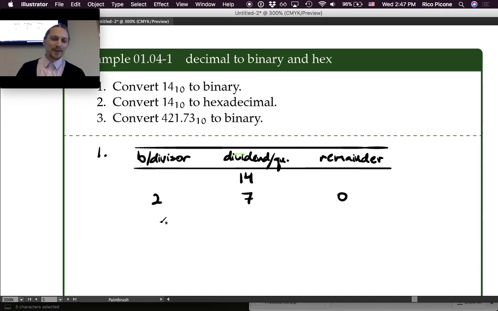So if we divide 7 also by 2, we have to keep dividing by 2 because that's our base. So we get 3 remainder, if you do 7 divided by 2, you get 3 remainder what? 1. Nice. And then if you divide 3 by 2, 1 remainder 1. And then if you divide 1 by 2, you get 0 remainder 1.